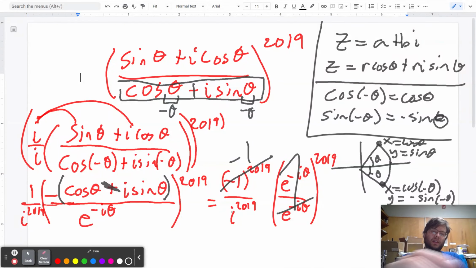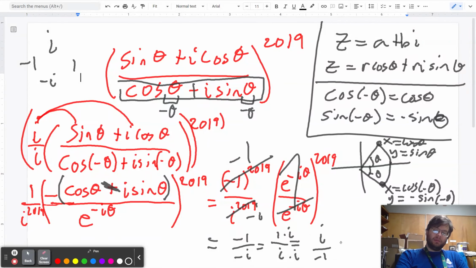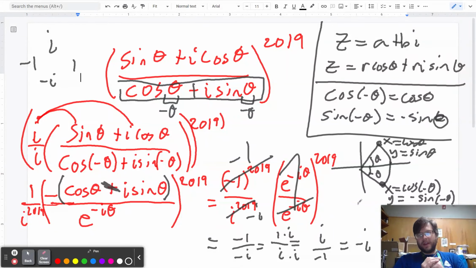So you could think of there being a cycle where you go i, negative 1, negative i, positive 1 as you go around the unit circle. And so 2019 is 3/4 of the way. So I end up with this being negative i. So now I've got negative 1 divided by negative i, which is 1 over regular i. Multiplying top and bottom by i to make it real gives me i over negative 1, which gives me negative i. So that's one approach.